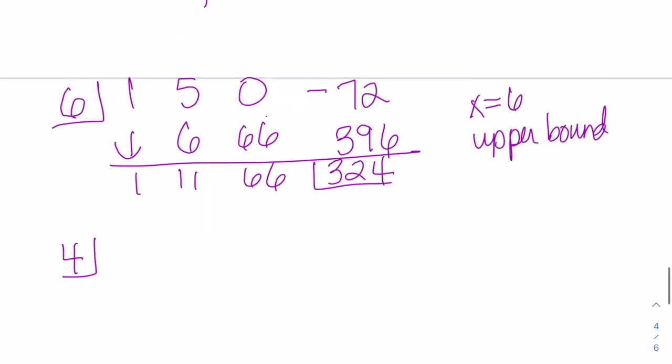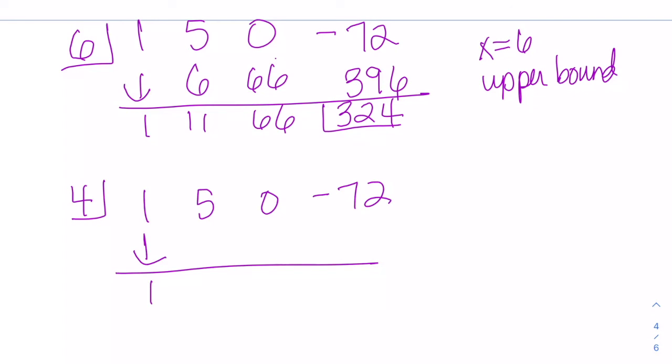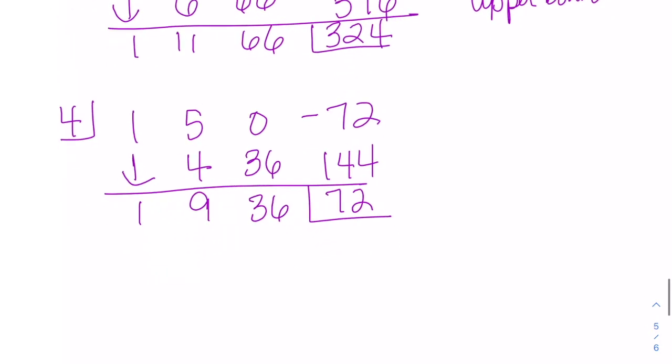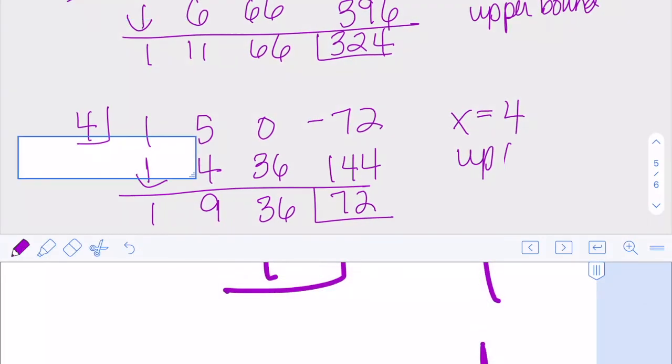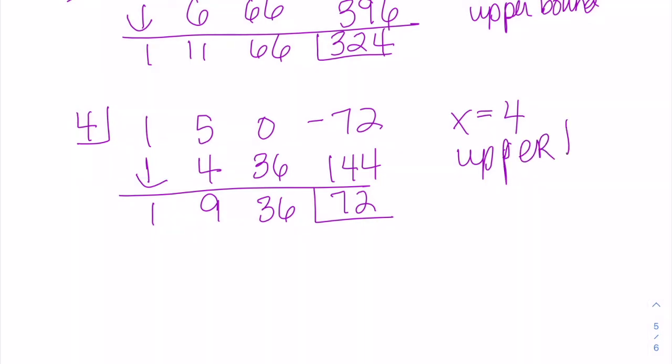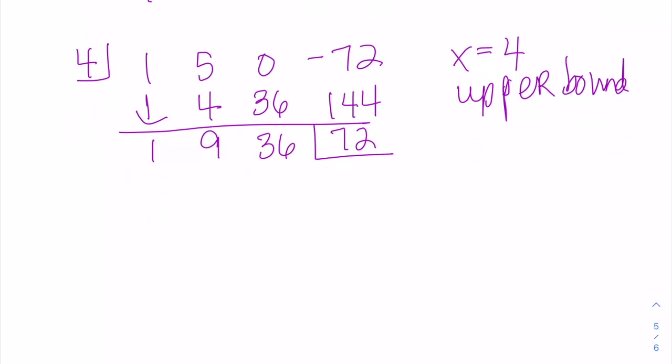So again, the coefficients are 1, 5, 0, negative 72. So that's 1, 4, 9, 36. 36 times 4 is 144. And that would have a remainder of 72. Again, it's not a solution, but we can see that x equals 4 is an upper bound. And we already knew that because we already tried 6, but so 4 wasn't a solution, then we knew that nothing above 4 would work. All right, let's try the next one. Let's try 3.